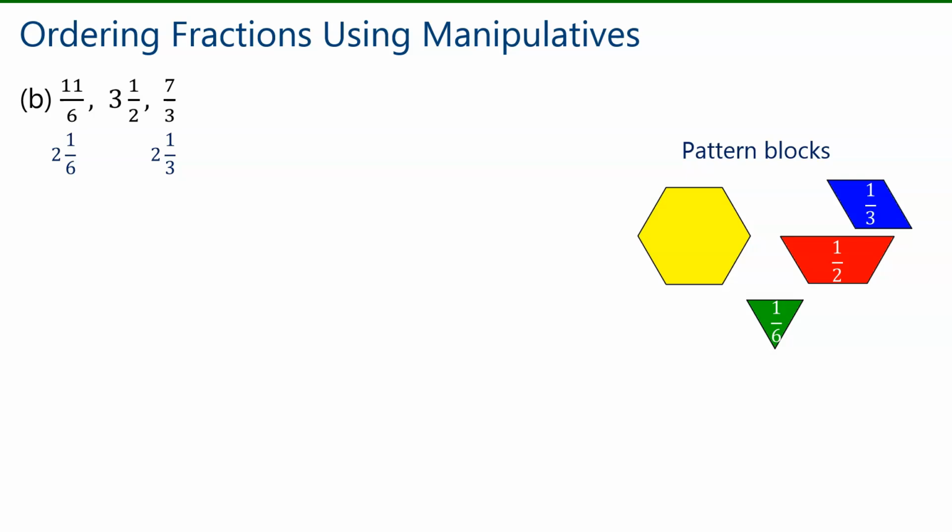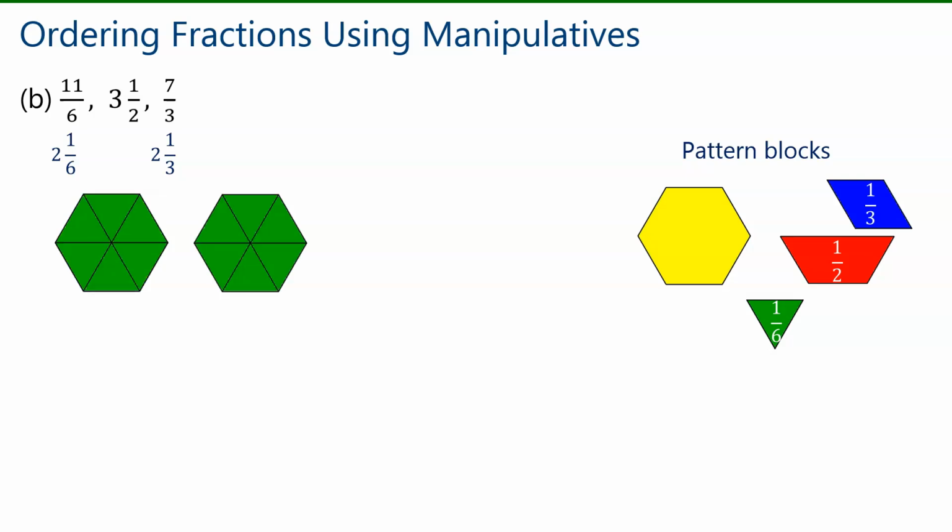So now back to the pattern blocks. If I want to represent 2 and 1/6, well, I'll take 1 whole. And because it's 1/6, I'm going to use the green triangles to fill up 2 full hexagons. So this equals 2. Now if I want to represent 1/6, again, I'll get a hexagon and put in 1 triangle. So this is 1/6.